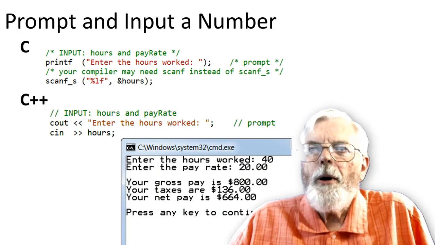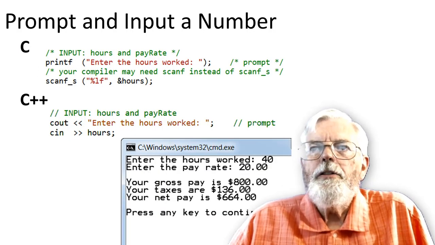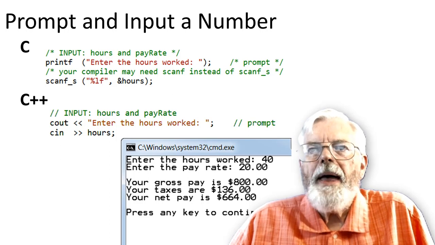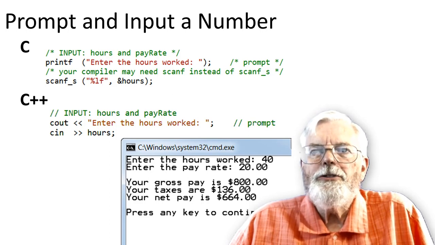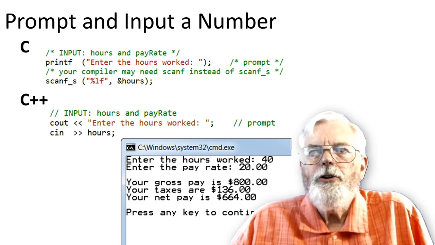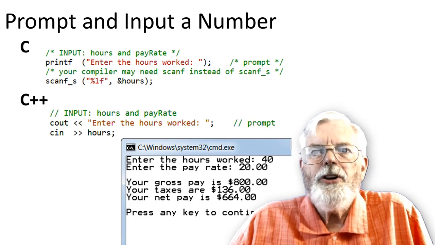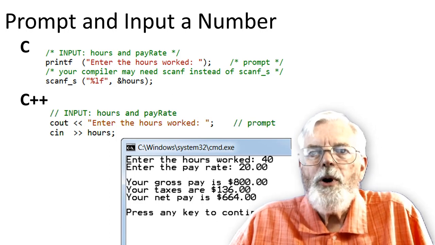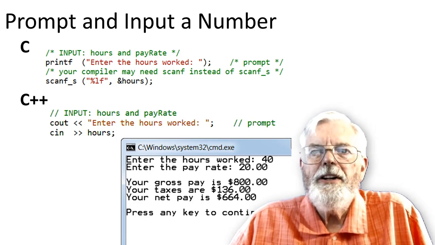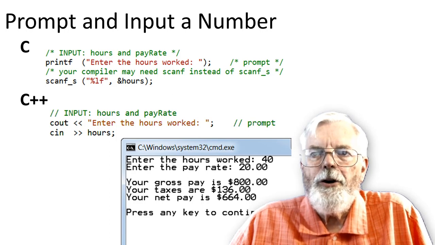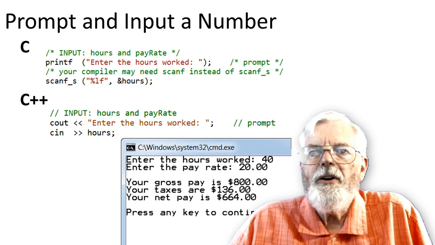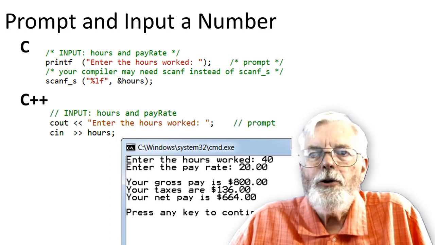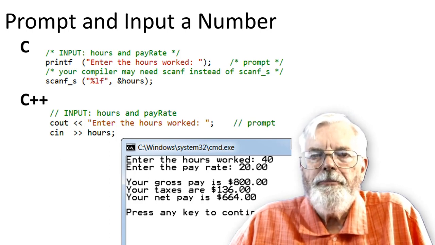When writing a prompt message, I like to end the prompt with a colon and a space to let the users know that they need to type something in. The space after the colon is used to make the screen look nice so that the user's typing won't be right next to the prompt. A much more detailed description of these routines will be provided in a later video. This video only covers printf, scanf, cout, and cin as they are used in the Paycheck program.